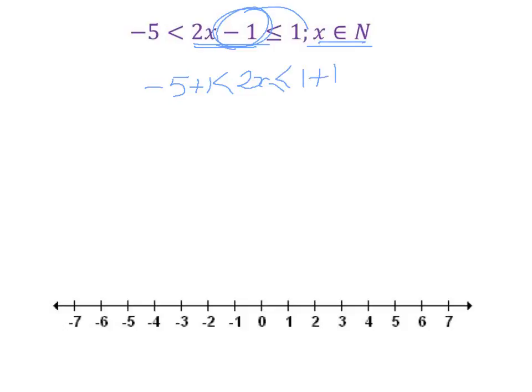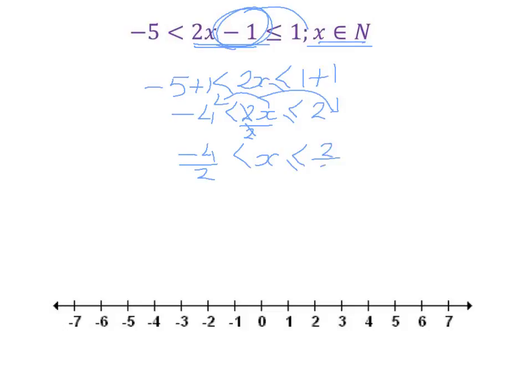Alright, so let's go with that. Negative 5 plus 1 is negative 4. We've still got 2x. And 1 plus 1 is 2. But we still have a problem. I can't plot 2x on the number line. I have to plot x by itself. So to get x by itself here, I'm going to divide by 2. And if I divide by 2, that's going to leave me x. But we said what you do to one side, you do to the other side. Or in this case, you do to everything. We're going to have negative 4 divided by 2, and we're going to have 2 divided by 2. Negative 4 divided by 2 is negative 2. And 2 divided by 2 is 1.